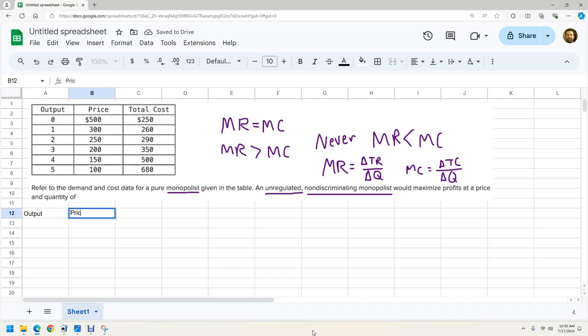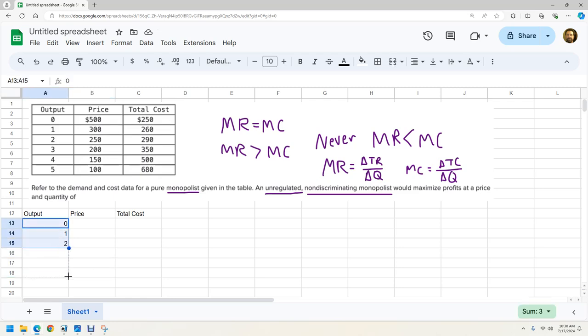I'm going to copy that table there, price and then total cost. What I'm really looking for is marginal revenue and marginal cost. So I'm going to space this out. Actually, let's do it this way: 0, 1, 2, 3, 4, 5. Instead of typing that way, it should be smart enough to recognize what I'm doing. One, two.